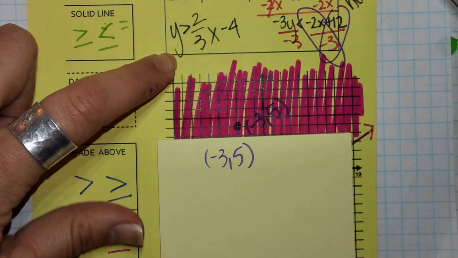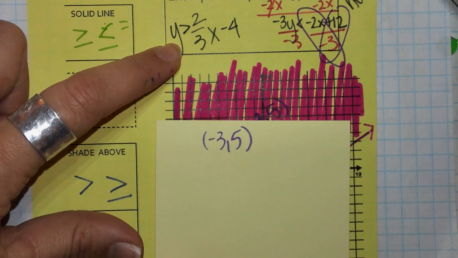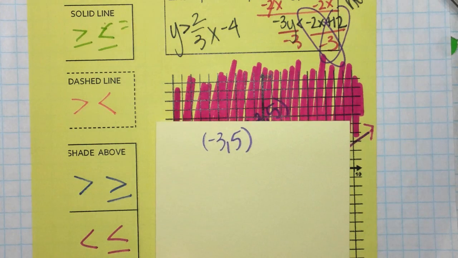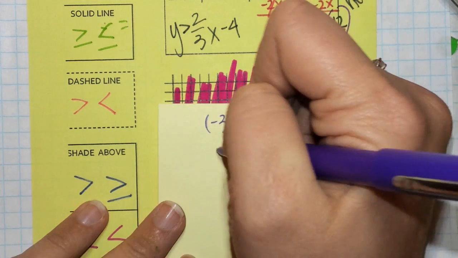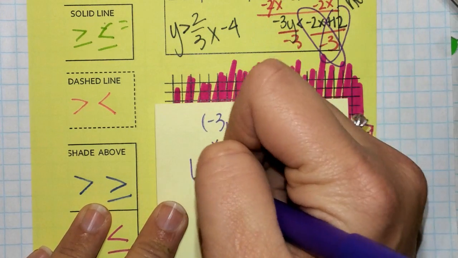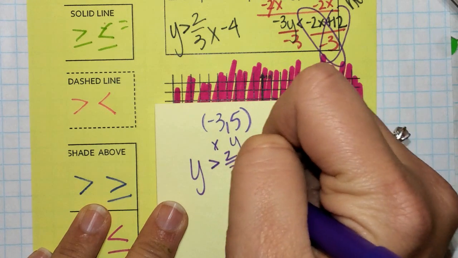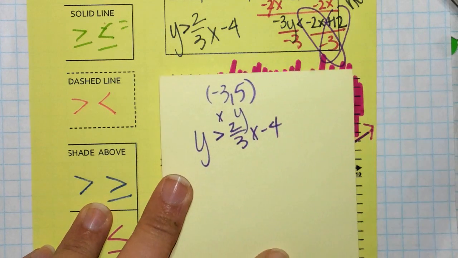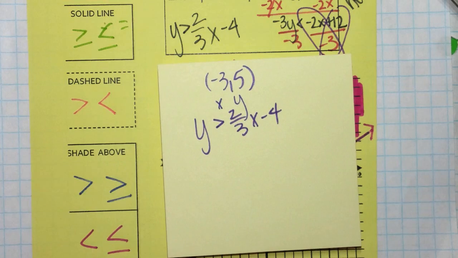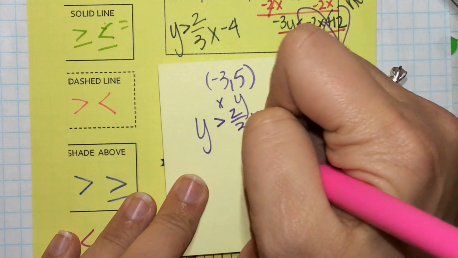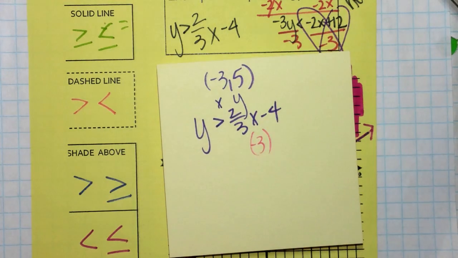Now, I'm going to plug it into my inequality and make sure that it's true. Make sure it satisfies the inequality. So this is my x, this is my y. My inequality is y is greater than 2/3 x minus 4. What's my x value? Negative 3. Okay, so I'm going to write negative 3 right here. What's my y value? 5.